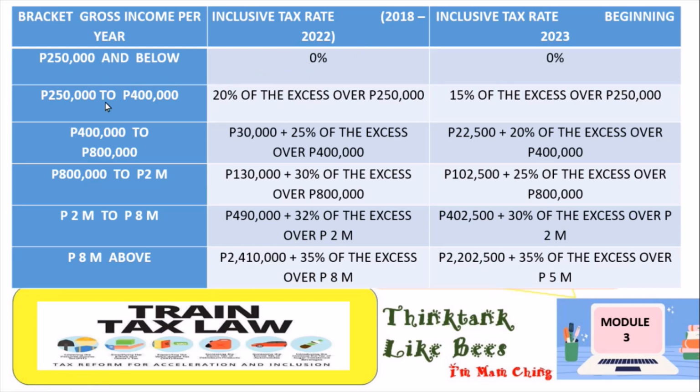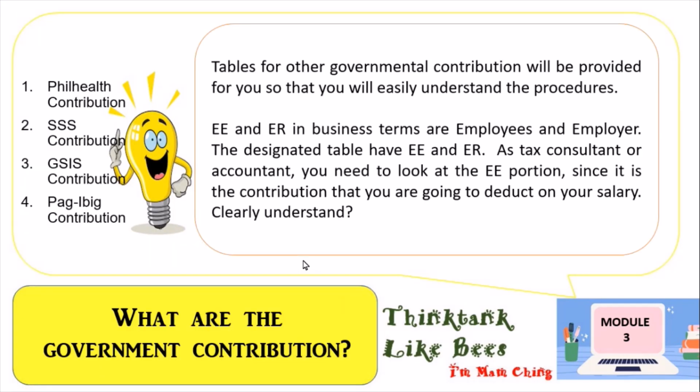For example, your salary is 30,000. Then your salary will be based here on the second line, because 30,000 multiplied by 12 is 360,000. So 250,000 is exempted, minus from 360,000. The 110,000 in excess of 250,000 will be multiplied by 20%. So 110,000 times 20%, how much? It will be 22,000, and you need to divide it by 12. So you will get 1,833.33 per month.